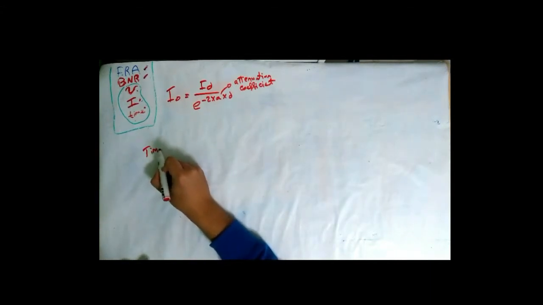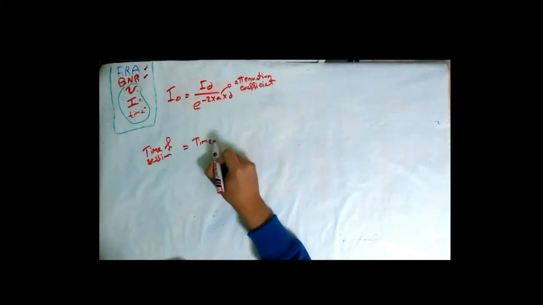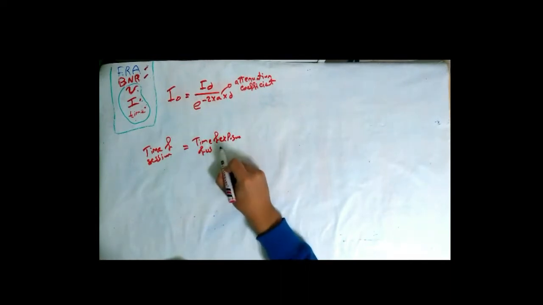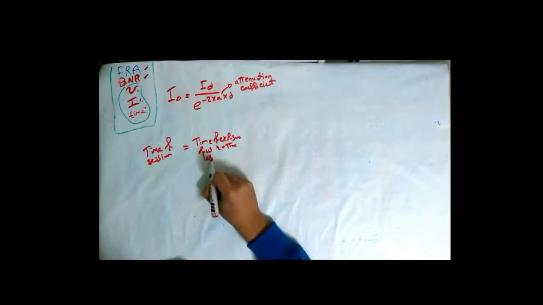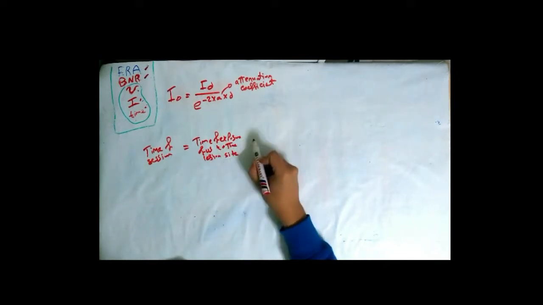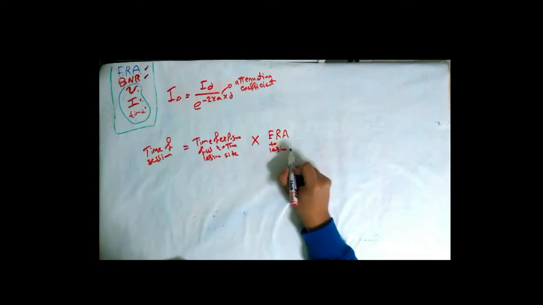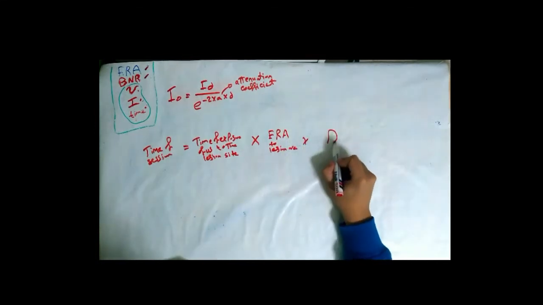To calculate the time of the session, there are 3 factors affecting the time of the session. The first factor is the time of exposure of ultrasound to the lesion site, then the relationship of effective radiating area to lesion area, and finally the duty factor.